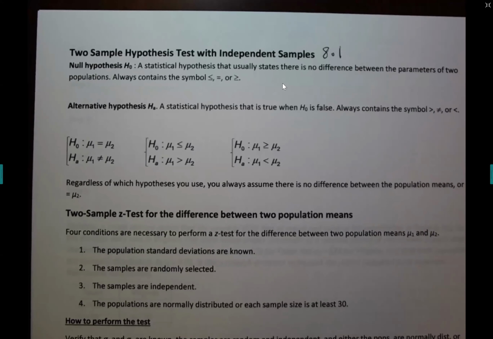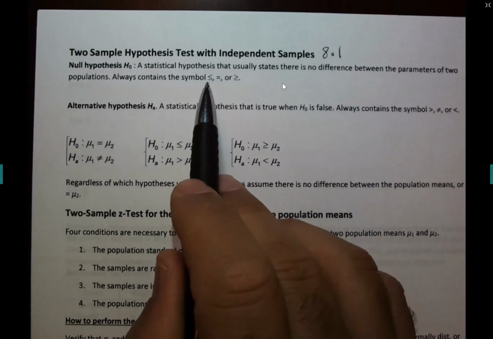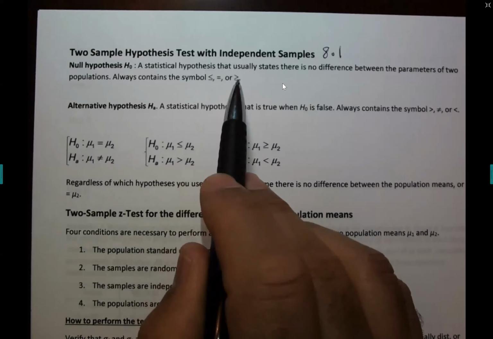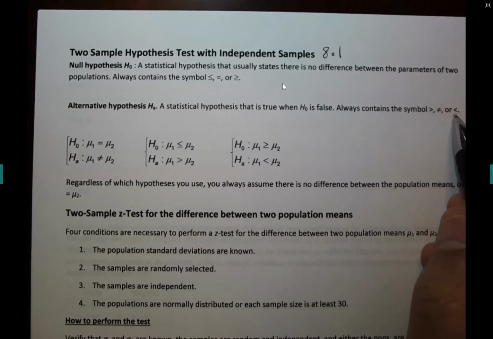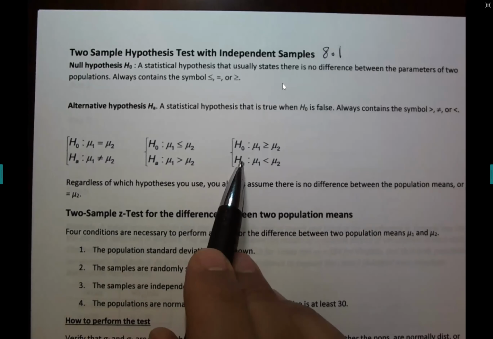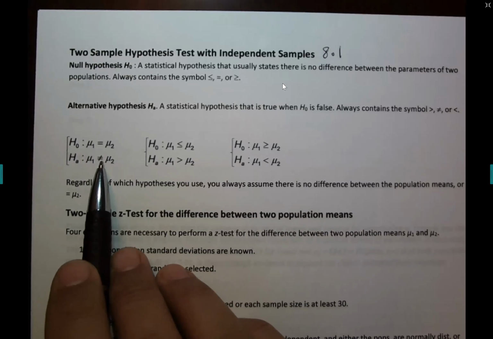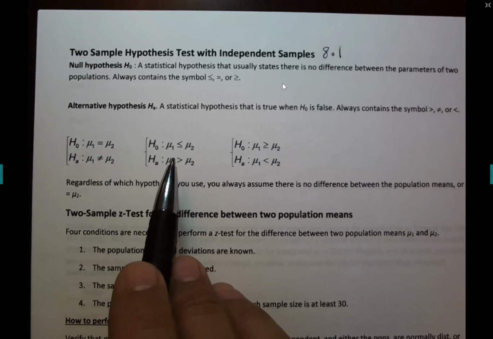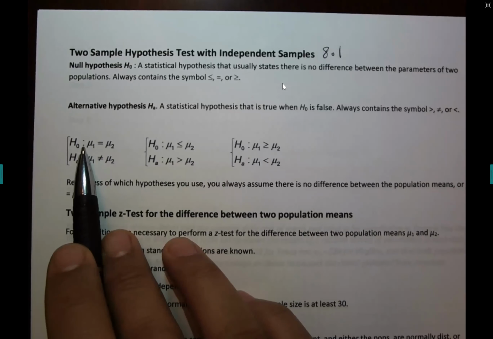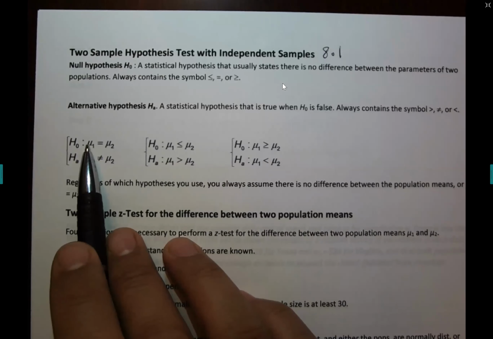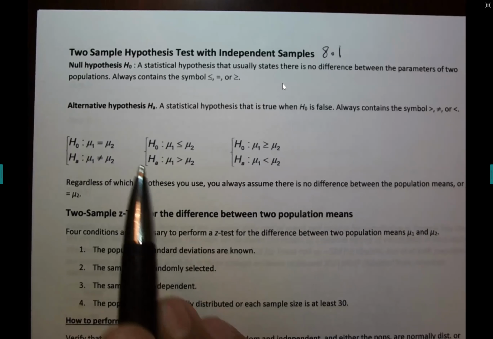Just a reminder that the null hypothesis must have one of those signs: less than or equal to, equal, or greater than or equal to. The alternative hypothesis must contain a greater than, not equal to, or less than. These are the three scenarios, guys, that you have when you state the null and the alternative hypothesis. So in chapter 8, you just select one of the three. You don't have to think too much about writing them. And we always begin with the assumption that H0 is true until proven otherwise. It's just like in the justice examples. The defendant is not guilty until proven otherwise.